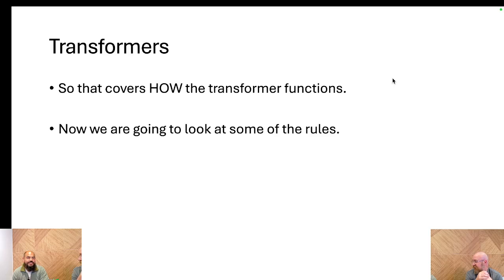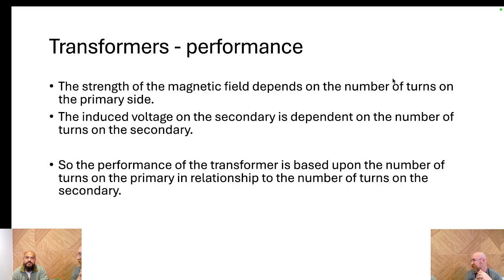Then we're okay. And I think that's what we're going to talk about: specifications, and using the right type of transformer. So let's look at some of the rules, because we've got to have rules.